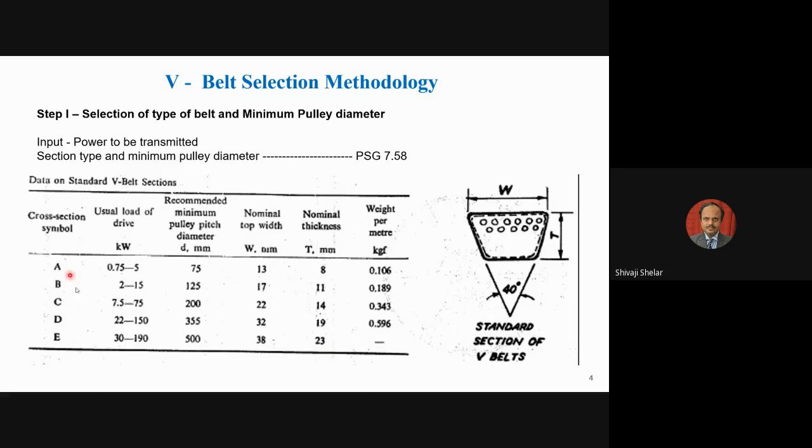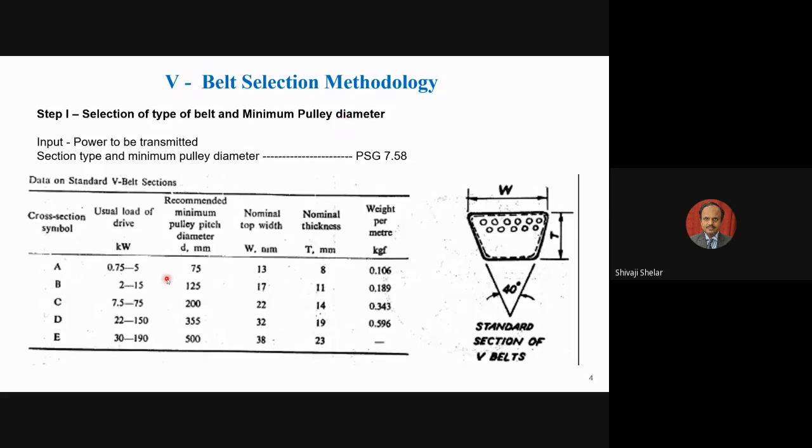Okay. So a normal load condition is between 2 kilowatt to 7.5. This is a very low load condition. A medium load condition is between 7.5 to around 25 kilowatt, and a high load condition is between 25 to around 200 kilowatt. So based on that, we can select the corresponding cross section of the belt, and then we can identify the pulley diameter. So here is the selection of the belt type and pulley diameter.